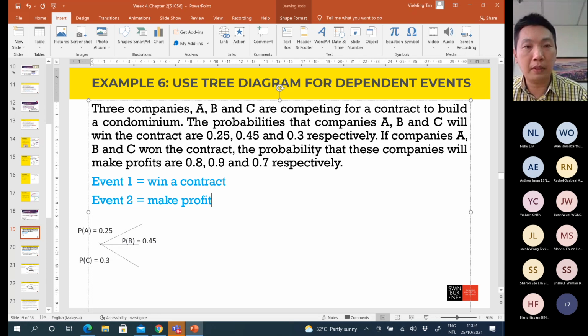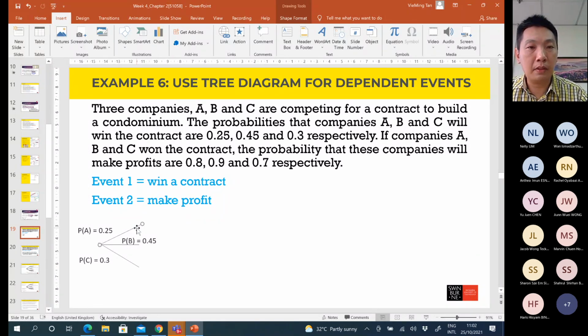Okay. Profit, as the second event. So the sequence of the event is very important. Sequence is very important in this case. By logic, a company must get the contract first before it can decide whether it's making a profit or loss. So the first event should be winning the contract. The second event is whether the contract can generate profit or loss. This should be the second event.